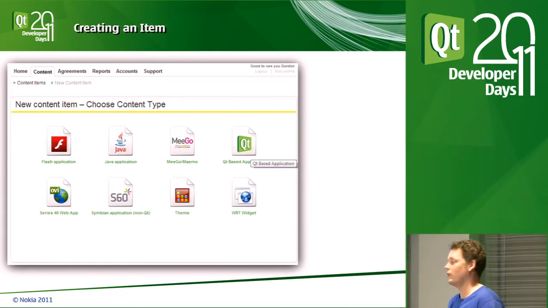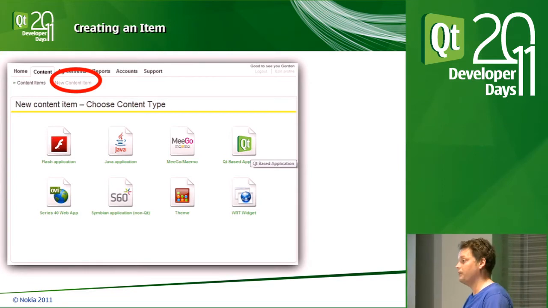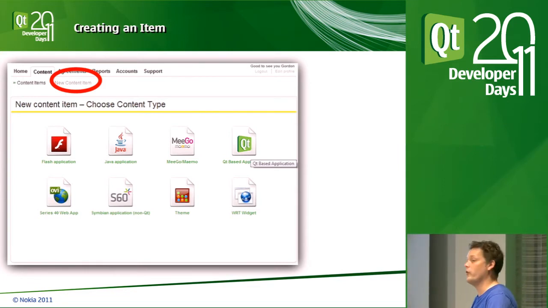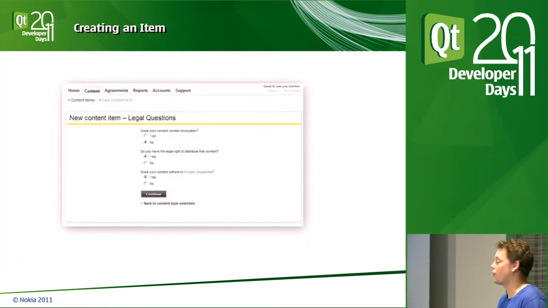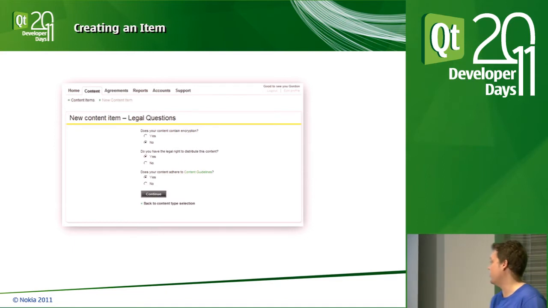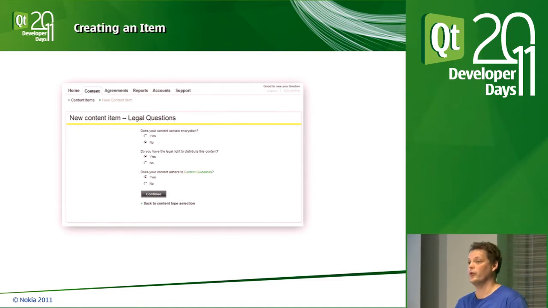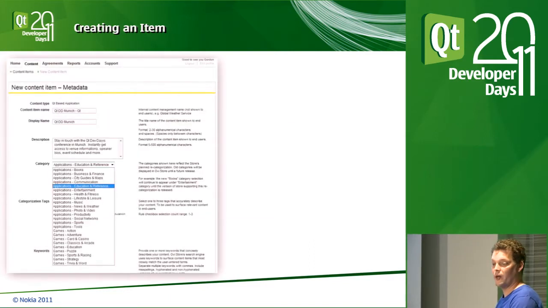Once you've done that, log into your account and click on the new content item, at which point you will be presented a menu that looks like this. Select your Qt-based application, and then you'll get taken to this screen. It's just 3 simple questions. Does your app have encryption? Do you have the rights to distribute this content? And have you adhered to our content guidelines, which we'll touch on in a bit. Once you answer these 3, hit the continue button, and then you'll get taken to the metadata screen.